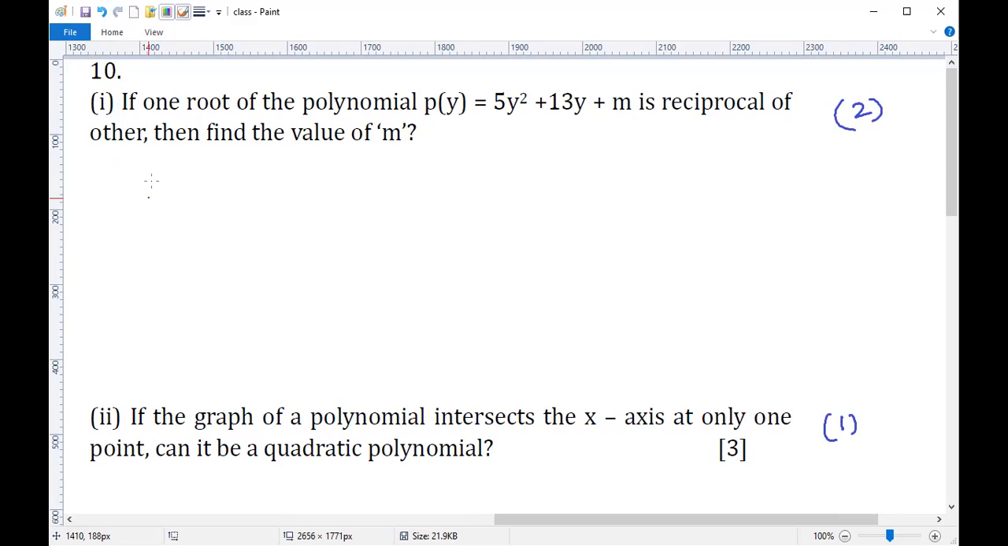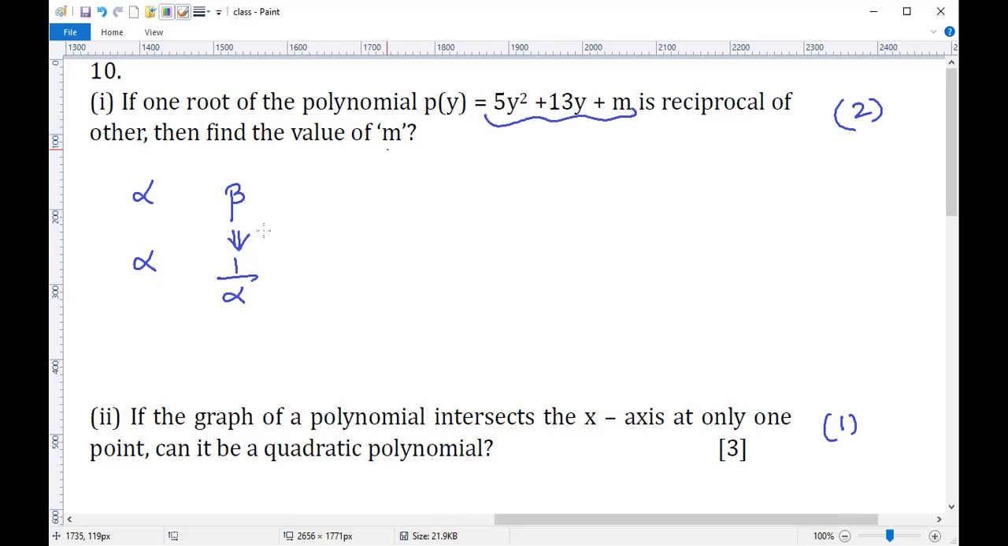Alpha and beta are the 2 roots. If one root is alpha, you take the other as 1 by alpha. Clear? What is beta? Reciprocal of alpha. That is, beta is equal to 1 by alpha. So what is given here? Beta is 1 by alpha, and what is asked? The unknown m.